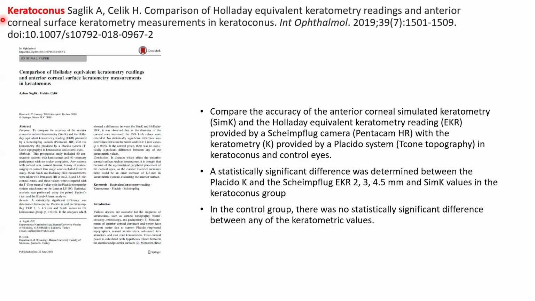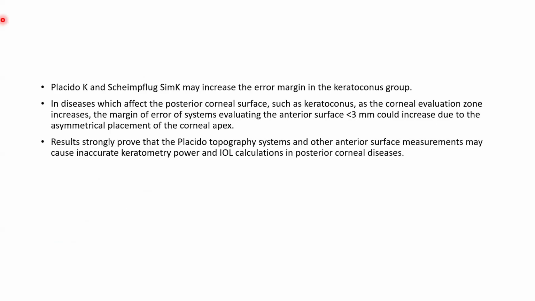They did not find a statistically significant difference between any keratometric values in the control group. However, a control group meaning there was no keratoconus in them. However, they found a statistically significant difference between the Placido K values, the Scheimpflug 3 mm, 4.5 mm, and SIM-K values in the keratoconus group.